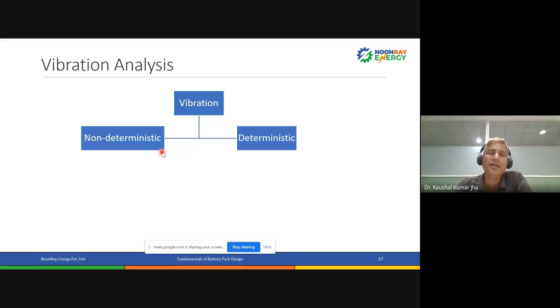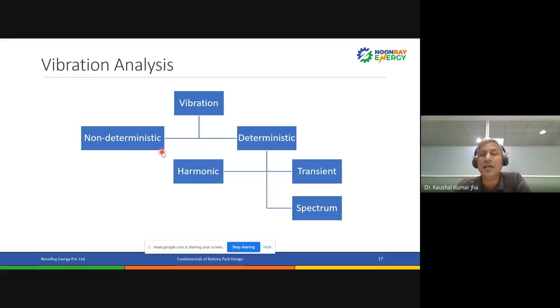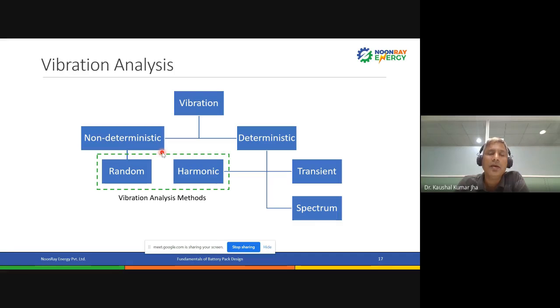So what are the types of vibration? That's non-deterministic and deterministic. In deterministic, we have transient, harmonic, spectral, and in non-deterministic, random. So we're supposed to do all these types of vibration analysis for certification purposes. And how has that certification evolved? Based upon the road conditions, the vehicle drive profiles, and all those things. In that, random and harmonic vibrations are generally vibration analysis methods, and transient and spectrum are shock analysis methods.